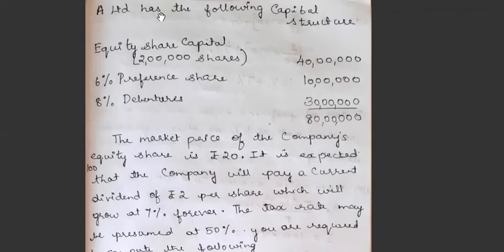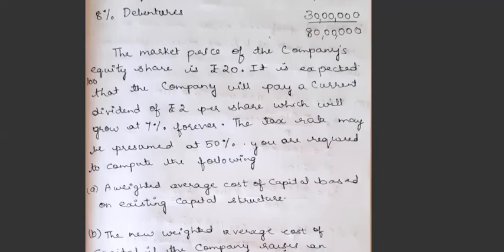A Limited has three capitals: equity share capital, 6% preference shares and 8% debentures. They are 40 lakh, 10 lakh, 30 lakh, total 80 lakh. The market price of the company share is 20. It is expected that the company will pay a current dividend of rupees 2 per share, which will grow at 7% per annum. So market price is 20 rupees, dividend is 2 rupees, growth rate is 7%. It is given for the KE, calculation of cost of equity. The tax rate is 50%.